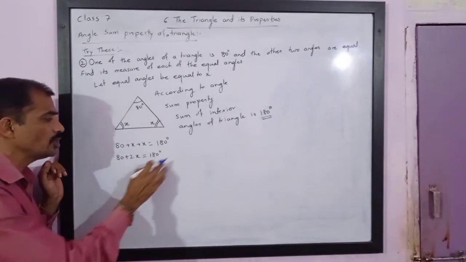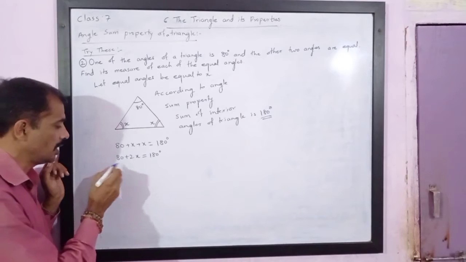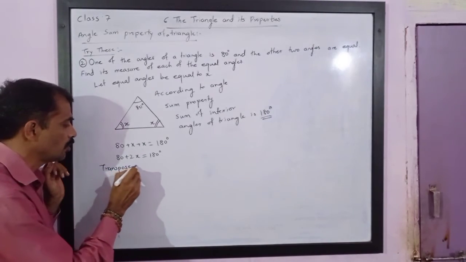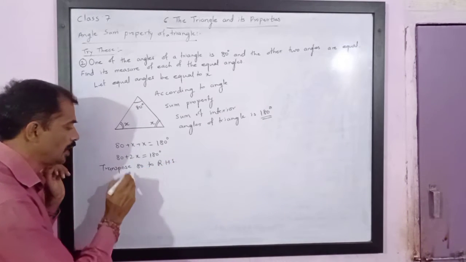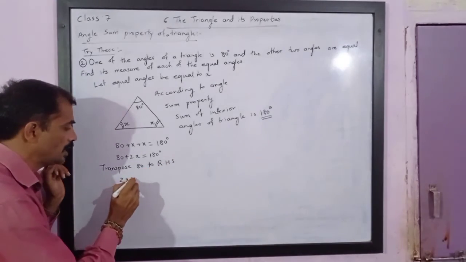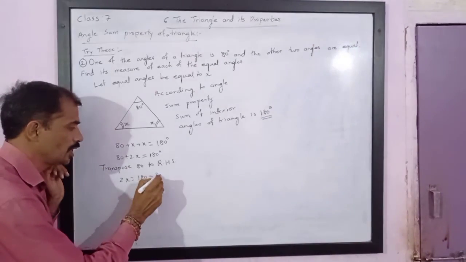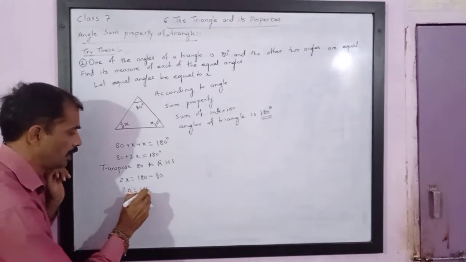Now if you transpose 80 to the right hand side, it will become negative because it was positive on this side. So transpose 80 to RHS, you will get 2x is equal to 180 minus 80, after transposing it will become negative. So we will get 2x is equal to 100.